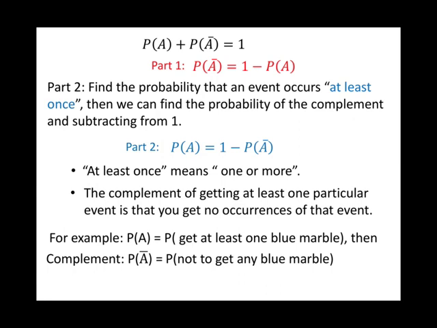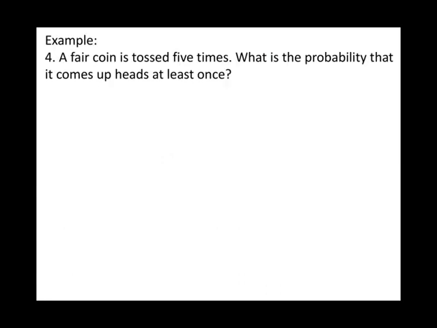Okay, let's try an example. A fair coin is tossed 5 times. What is the probability that it comes up heads at least once? I want you to highlight this one: at least once. Remember, at least once means 1 or more. So first, we're going to let the probability of A equal comes up heads at least once. Think about it. What is the complement of the probability of A?